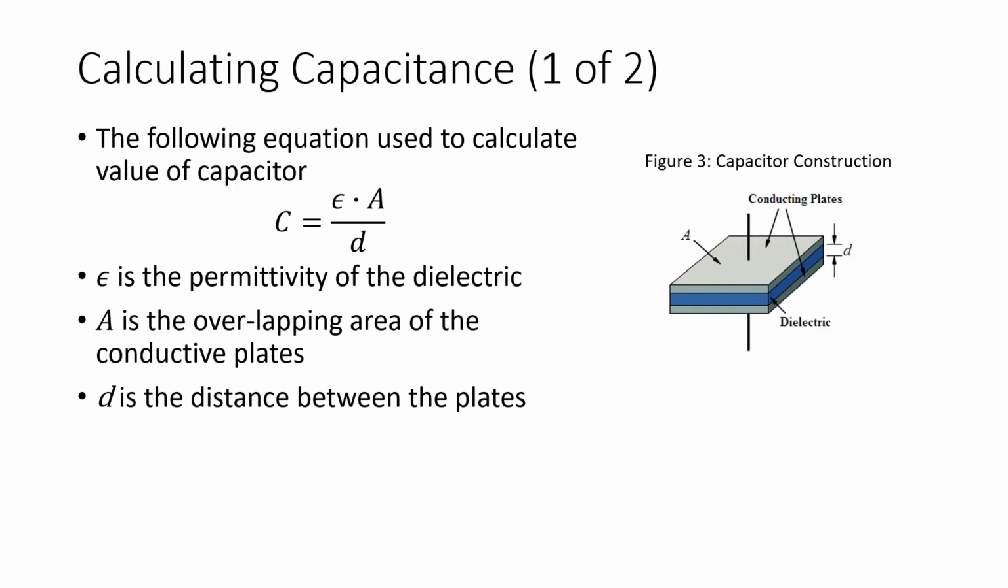Hopefully this makes sense in that the larger the area of the plates, the more charge we can store on the plates. And if we increase the distance between the plates, the value of capacitance will decrease because there's less attraction from plate to plate through the dielectric material.